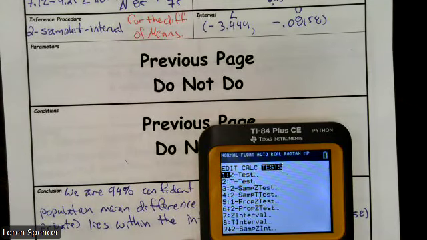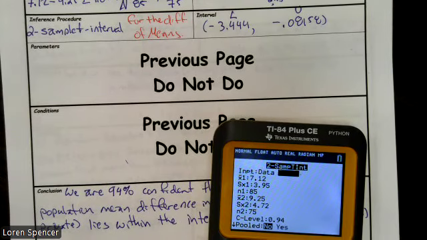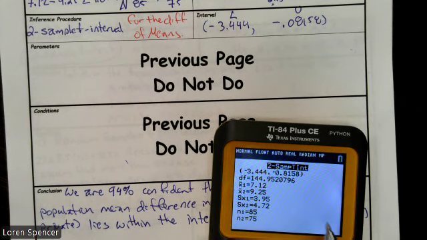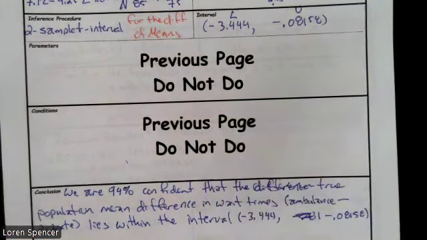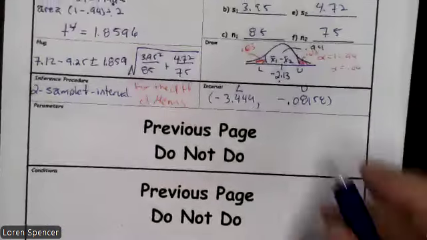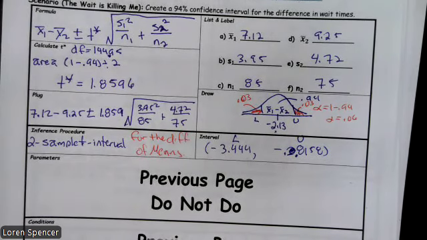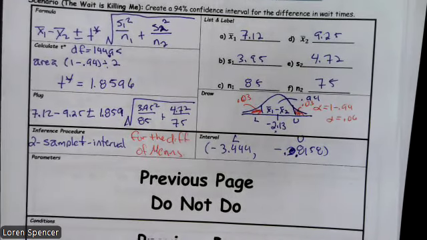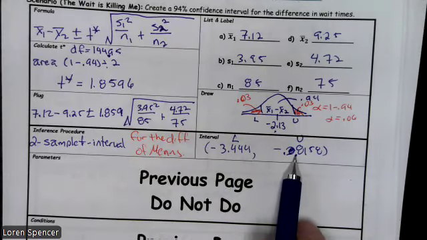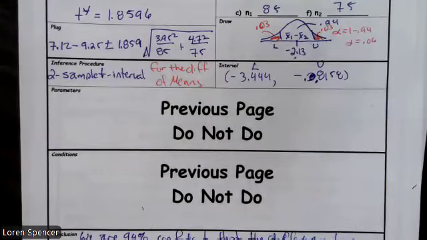Stat, Tests, drop down to 2-SampTInt, with Pooled set to No, not the 0. I put the 0 in the wrong spot. So negative 3.444 to negative 0.08158.